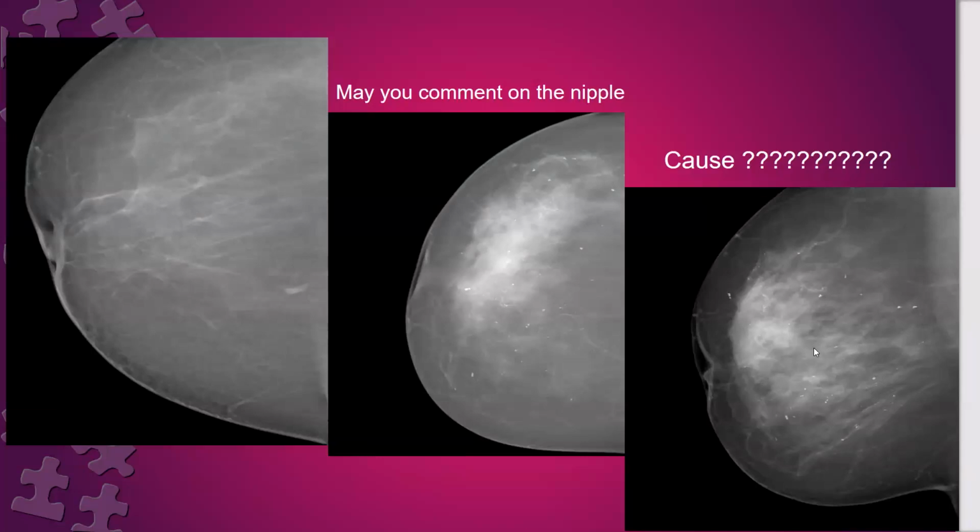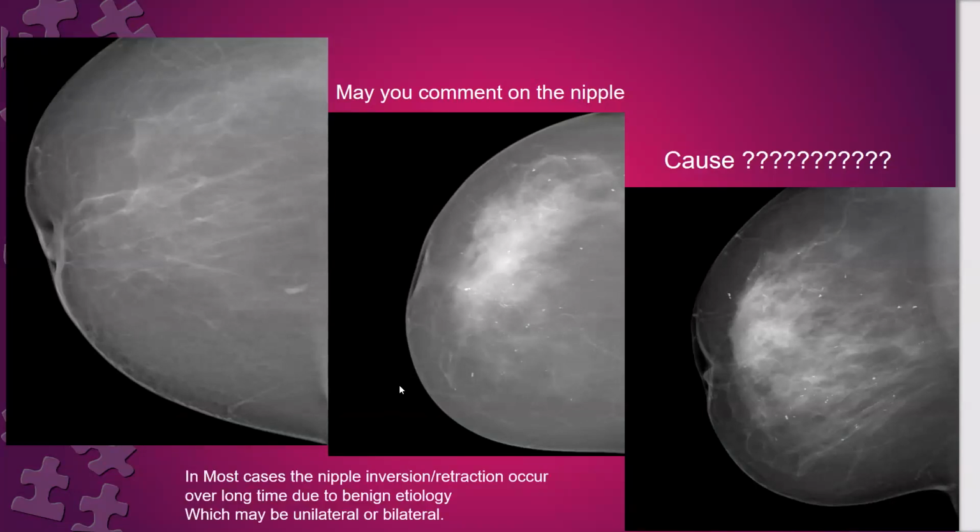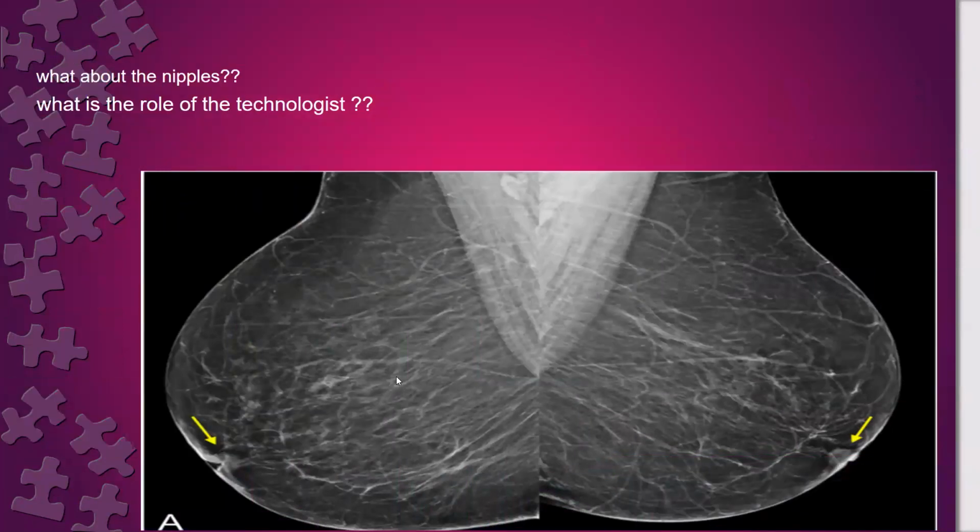Duct mastitis. Started by P. Plasma, yes. Plasma cell mastitis. This is plasma cell mastitis. Ductectasia is the commonest cause of nipple retraction. It is benign and the commonest cause. So what about the nipple here? And what is the role of the technologist?